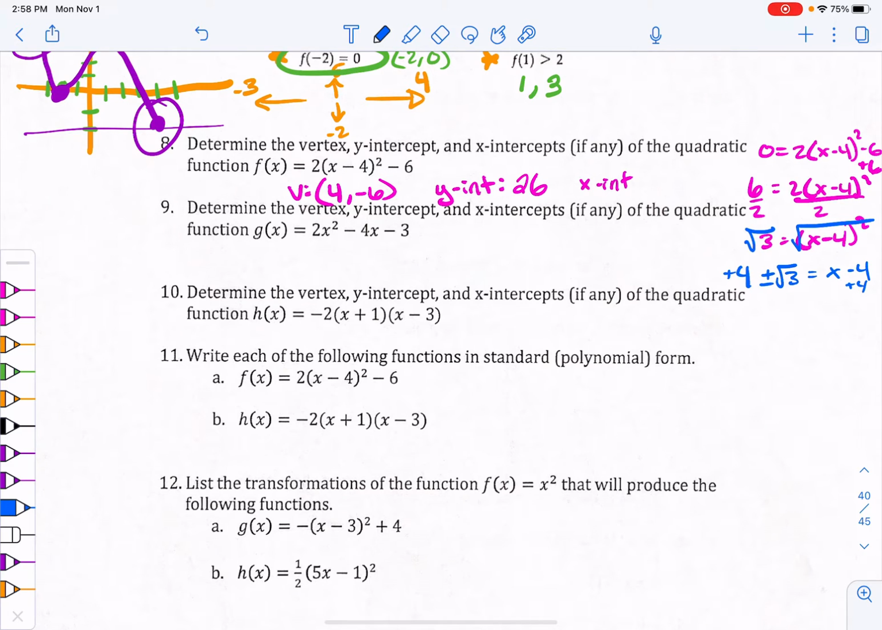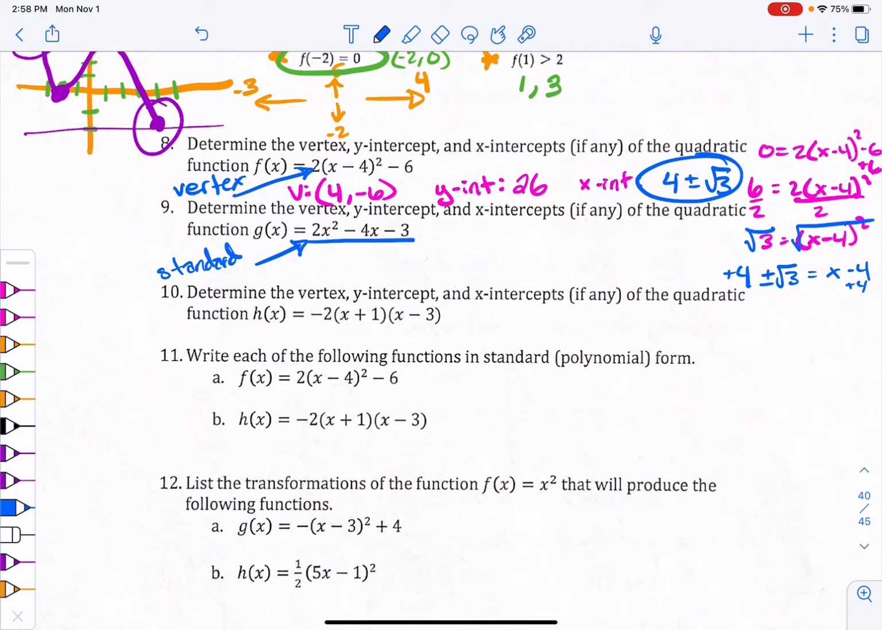So I have 4 plus and minus the square root of 3. Those are going to be my two x-intercepts. Okay, so they're crossing, but they're just crossing at really ugly decimal places. Okay, now this one is in standard form. We didn't say that over here. This is in vertex form. This guy's in standard form.